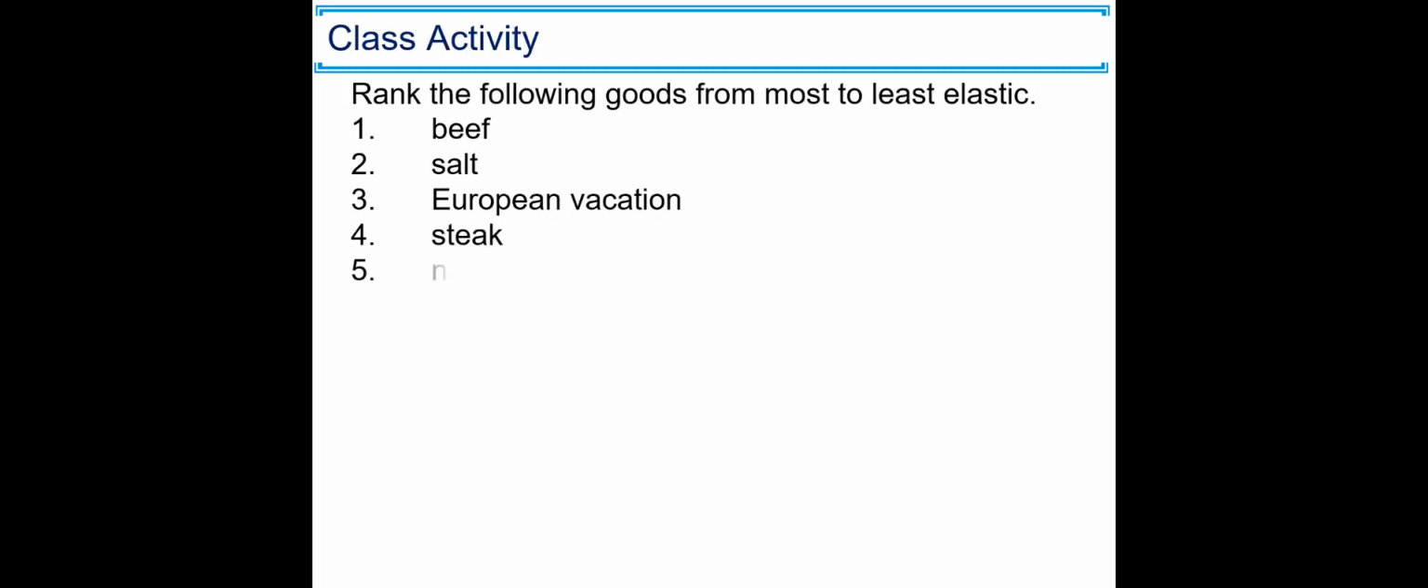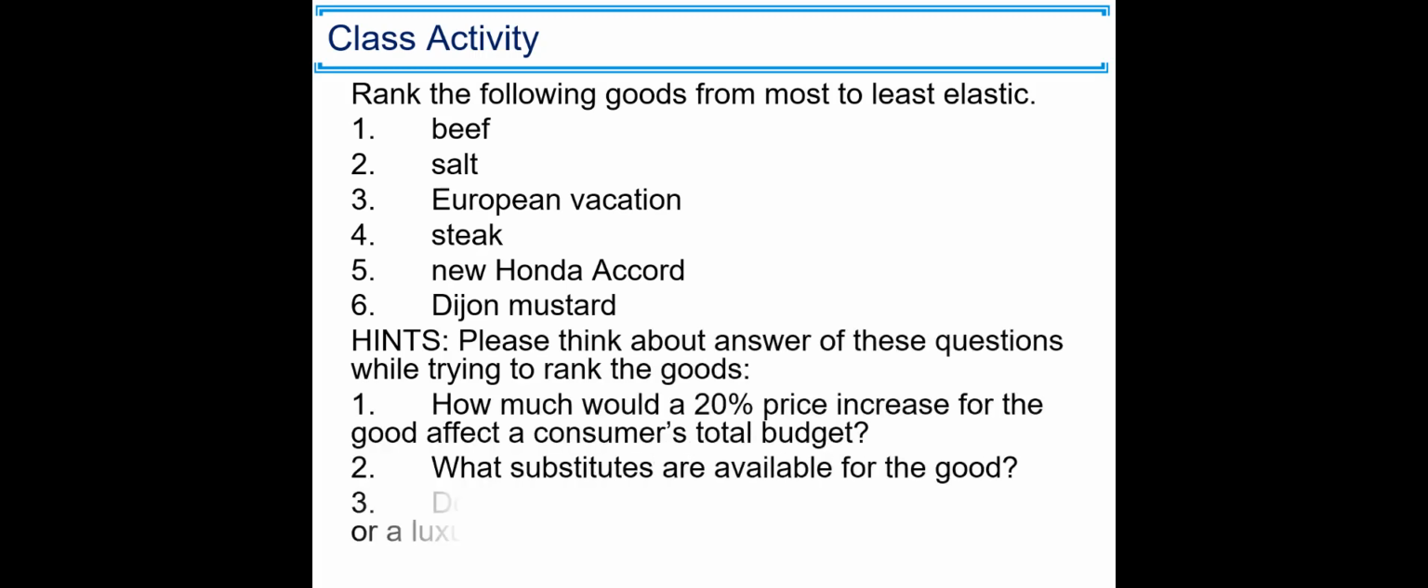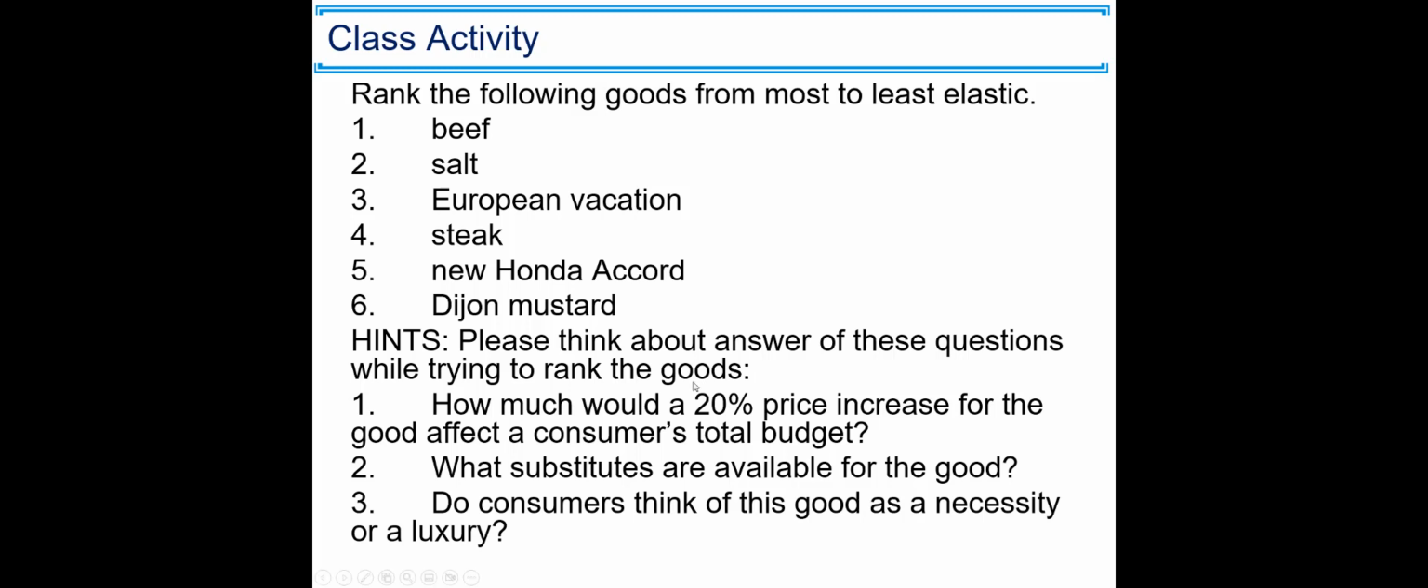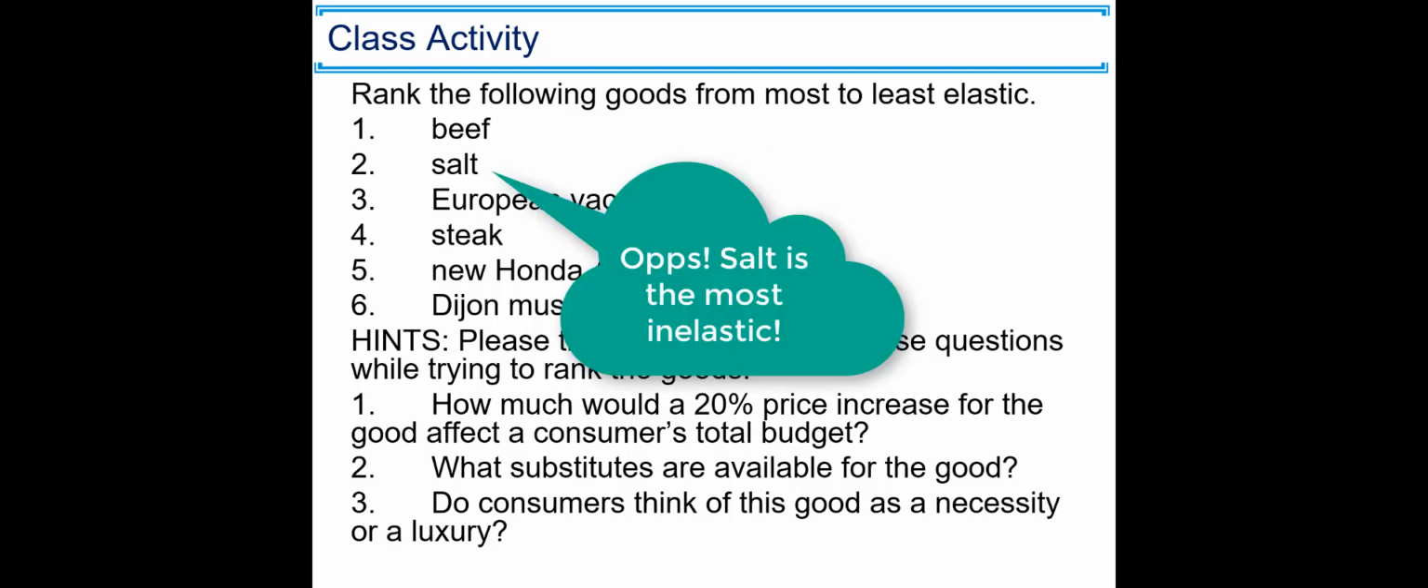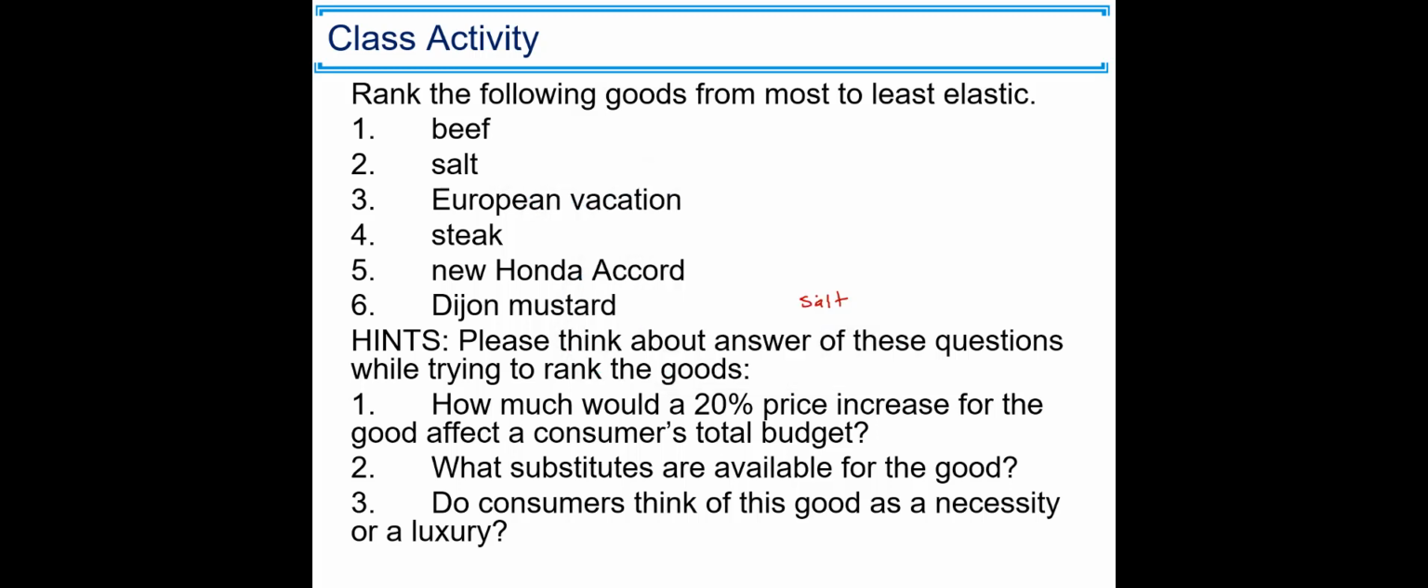Now let's rank the following goods from most to least elastic so that we can understand. Before that, you can pause the video and do it on your own to make sure that you understand what elasticity is. We have in this list beef, salt, European vacation, steak, new Honda Accord and Dijon mustard. We rank the goods from most to least elastic, and we know that salt should be the last one, because instead of salt, what can we use? Maybe some spices, but still salt doesn't have a good substitute.